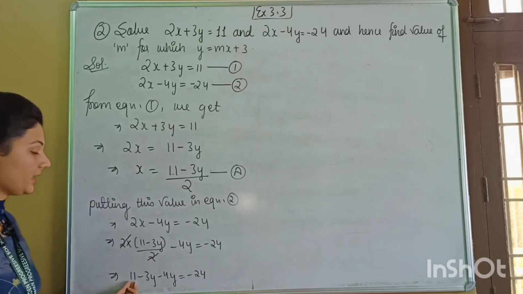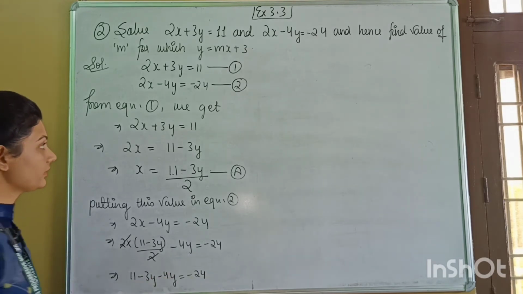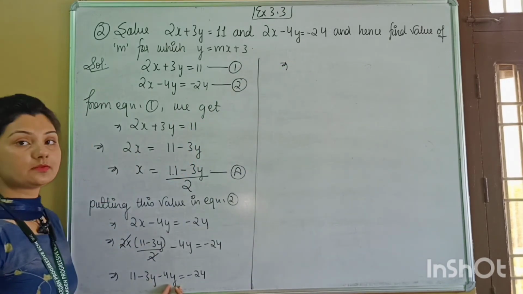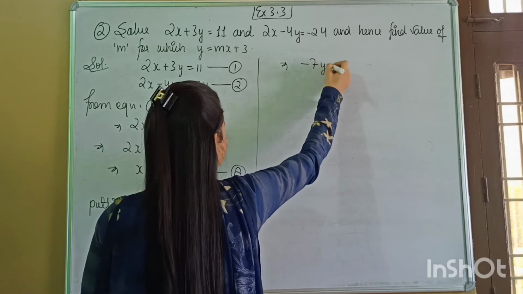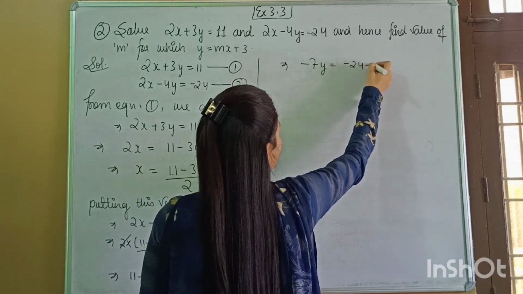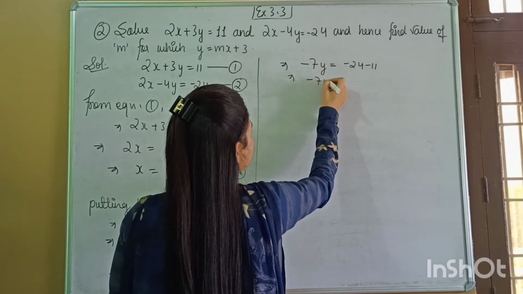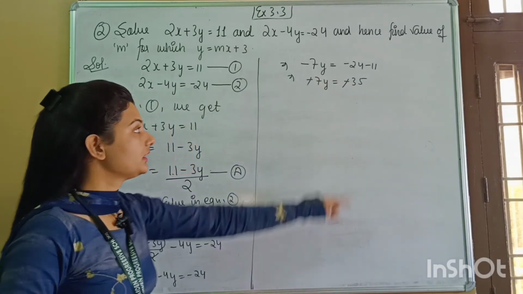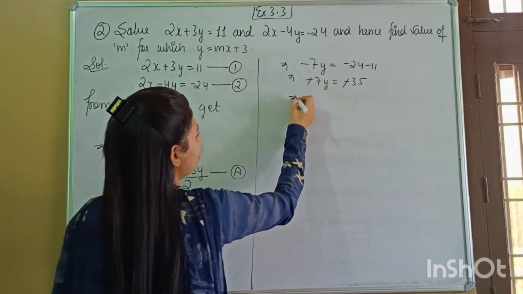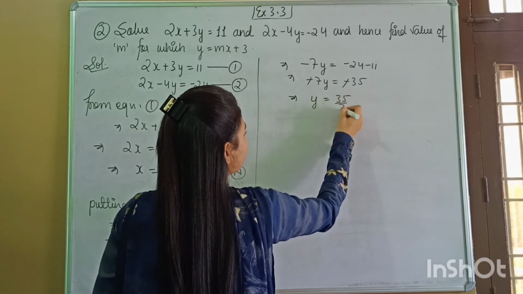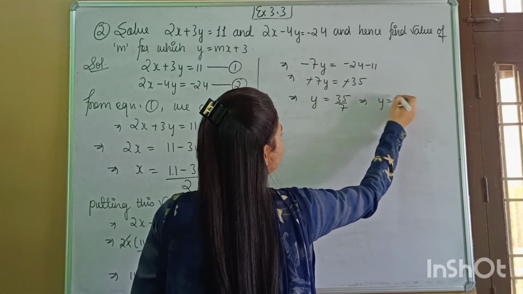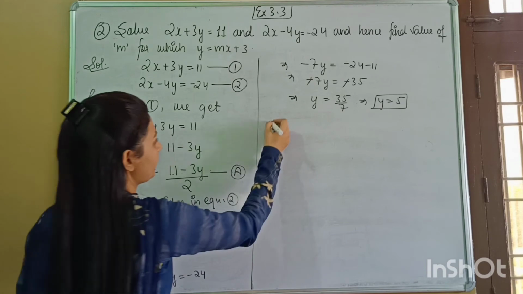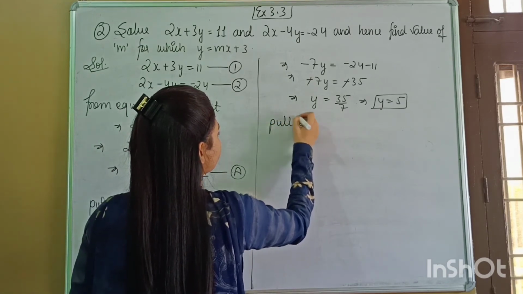Now again, we will take this 11 to the RHS, so it will become negative here, and minus 3y minus 4y, we get minus 7y is equal to minus 24 minus 11, that is minus 7y is equal to minus 35. So this minus and minus will be cancelled. Now 35 divided by 7, we get y is equal to 5. So we got the value of y. Now the value of x, putting this value in equation A.